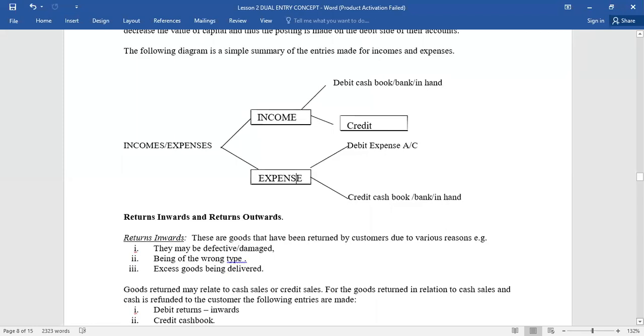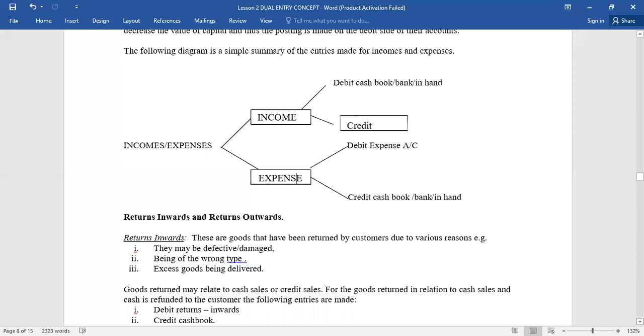So return inwards are goods that have been returned by the customer due to various reasons. For example, they are defective, they are expired, they are of wrong type, or maybe the delivery van brought in more merchandise than we expected. Are we there? We call them return inwards. So what will happen to the return inwards? I'm waiting for it to sink at the back of your mind.